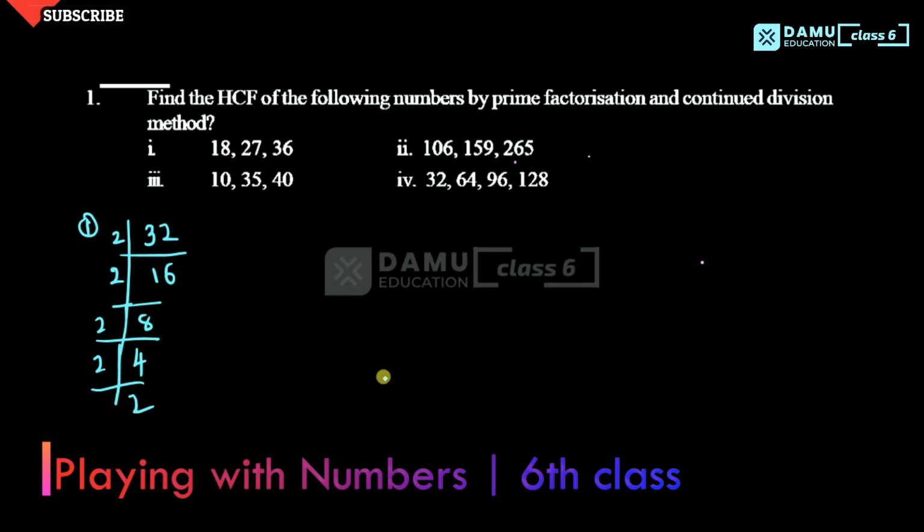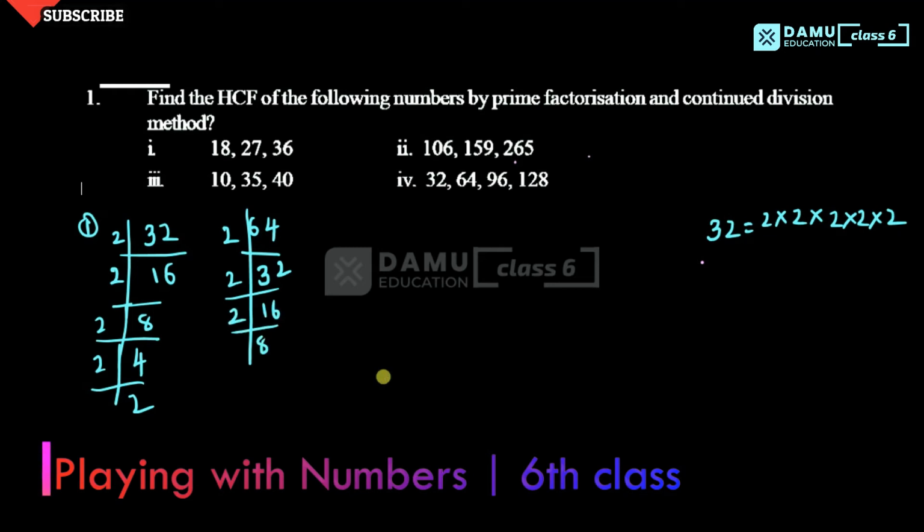So you can write 32 as 2 into 2 into 2 into 2 into 2. 5 2s will be there in multiplication. Next, 64. It is divisible by 2. 2 3s are 6, 2 2s are 4. Then again we'll go with 2, 2 16s are 32.